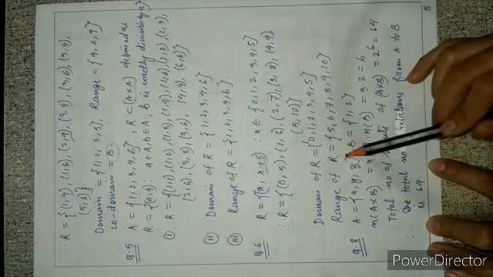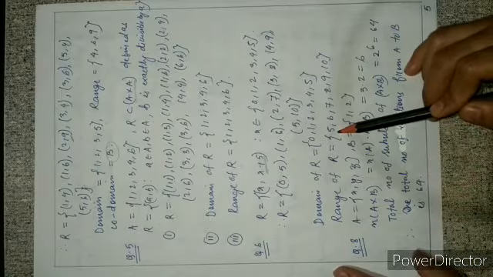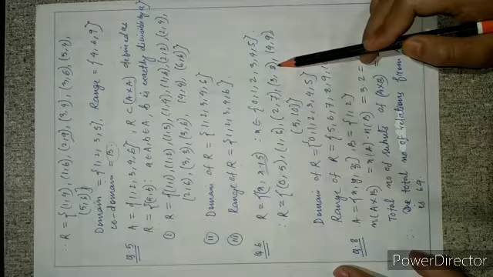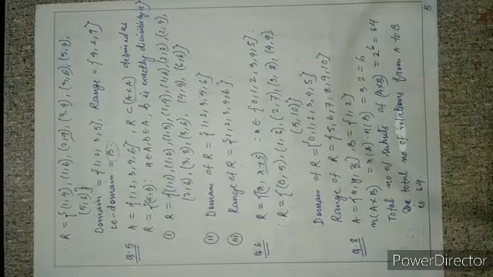Range is the set formed by the second components. Second components are 5, 6, 7, 8, 9 and 10.